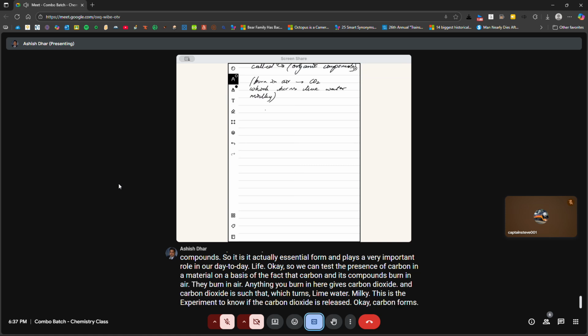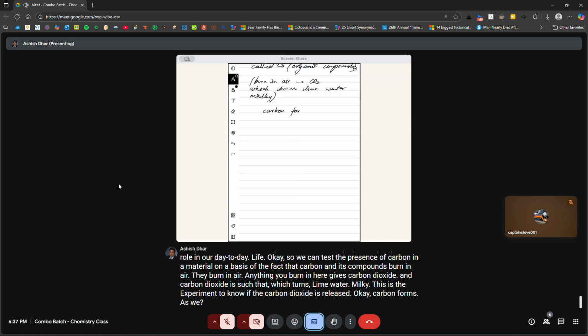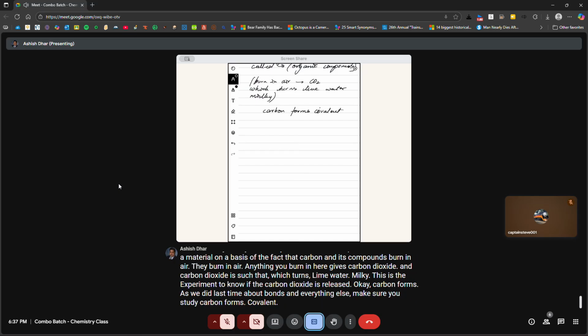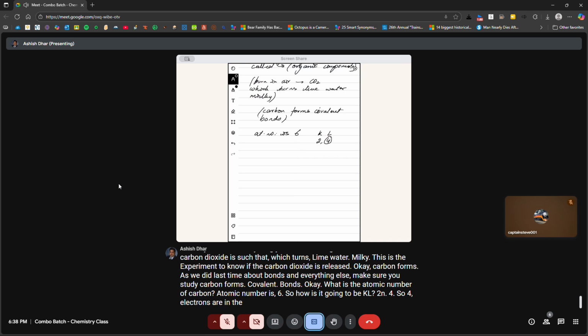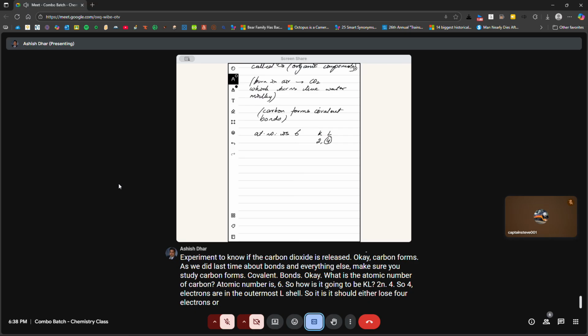Okay, carbon forms covalent bonds, as we did last time about bonds and everything else, so make sure you study that. And what is the atomic number of carbon? Atomic number is 6. So the configuration is K L, 2 and 4. So 4 electrons are in the outermost L shell. So it should either lose 4 electrons or gain 4 electrons, to become like an inert gas, right?